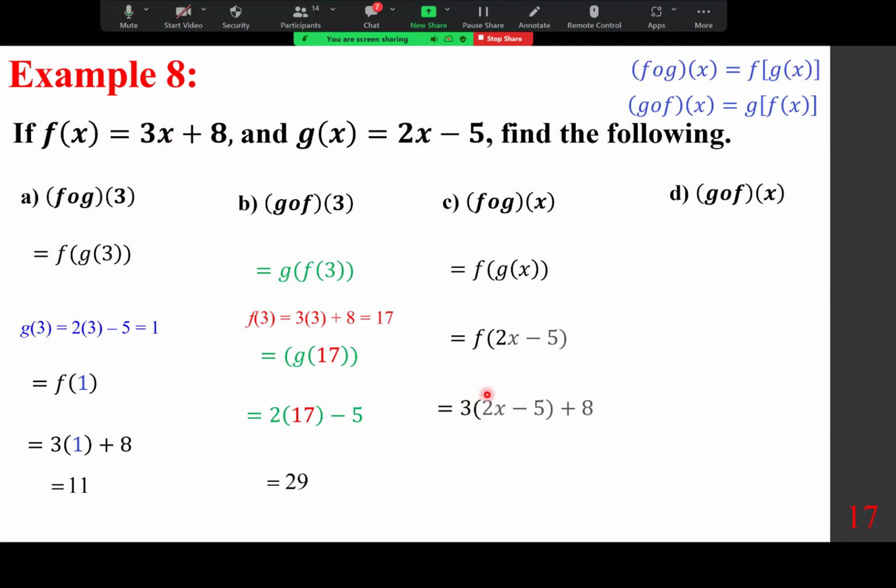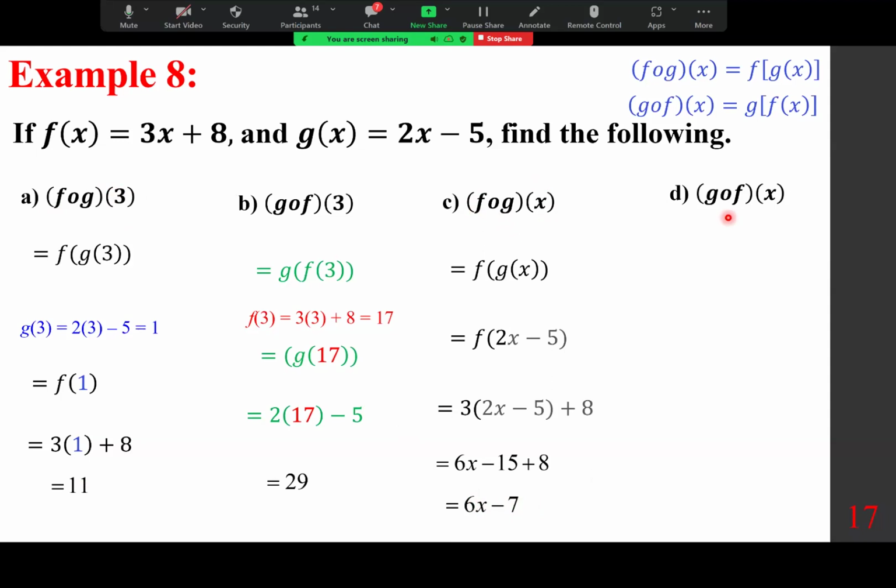So what do we get? 6x minus 15 plus 8. These two add up to minus 7. Now, what I want to show you here quickly is if I go back to part A, everybody, where the question was to find f of g of 3. And I found that. Instead, if I found f of g of x, which is 6x minus 7, now I can put the 3 here. 6 times 3, 18 minus 7. I get to the same answer.